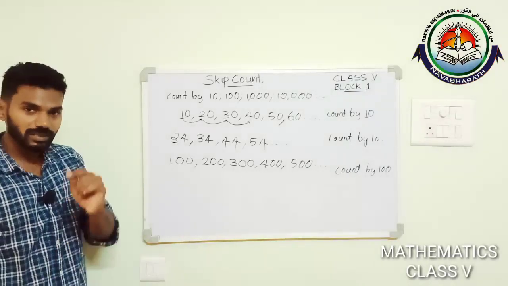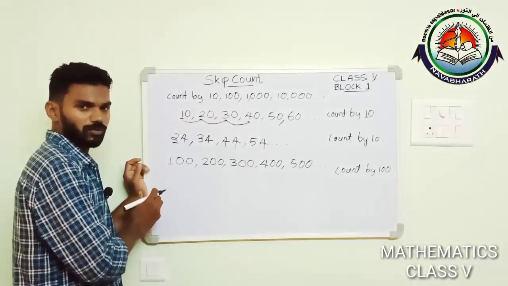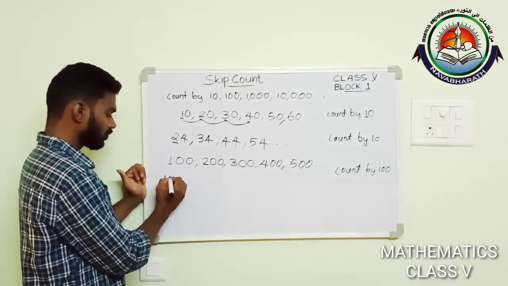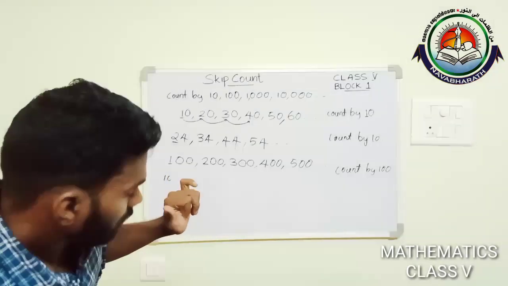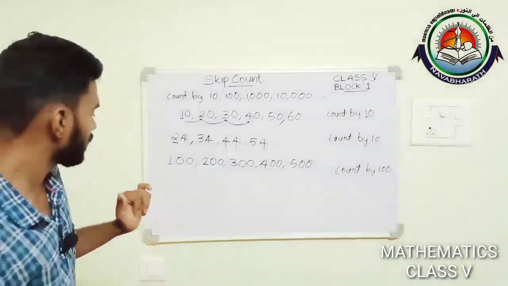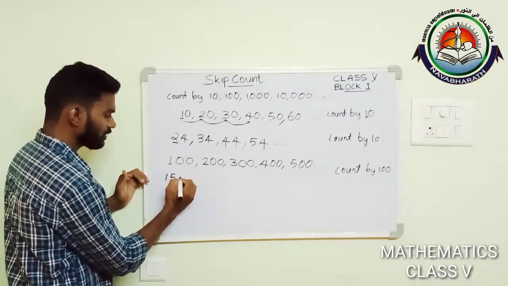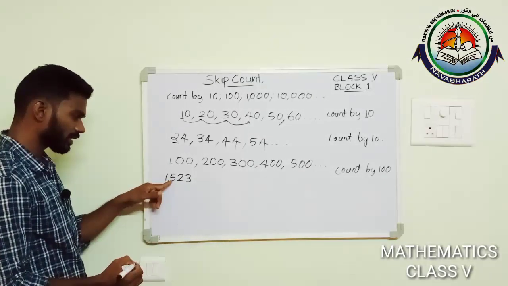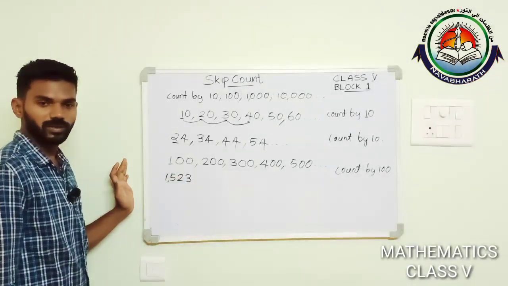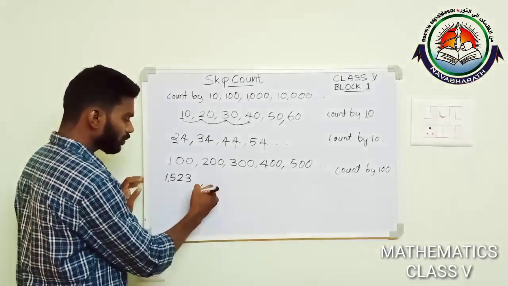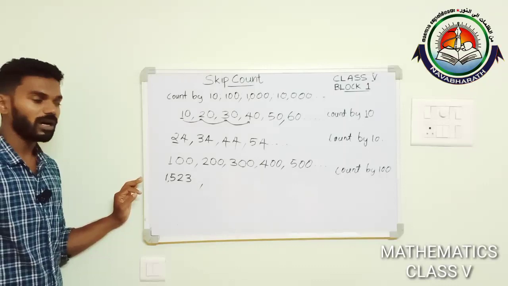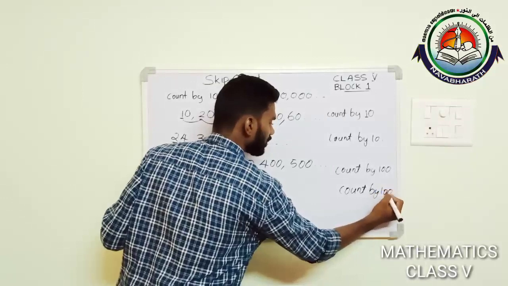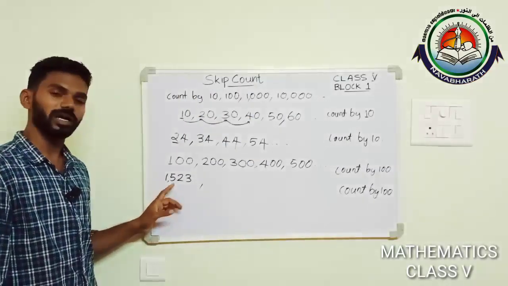Again, here is one more question for you. Let us begin with another number. 1523. Here is a number, 1523. Now you have to do a count by 100.